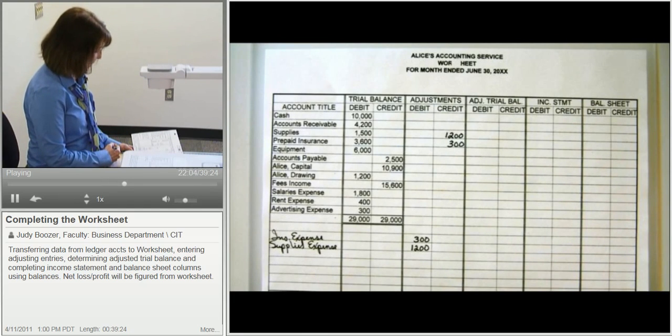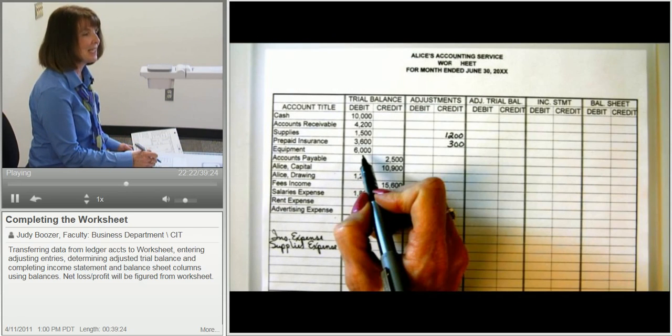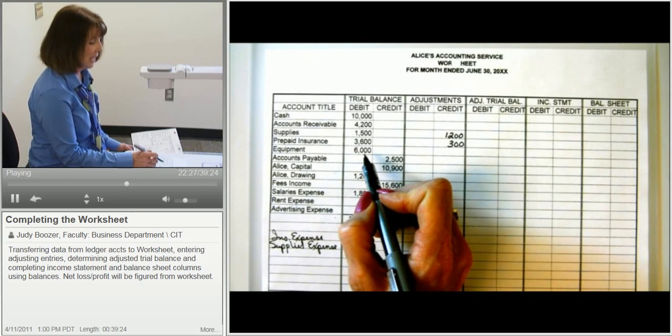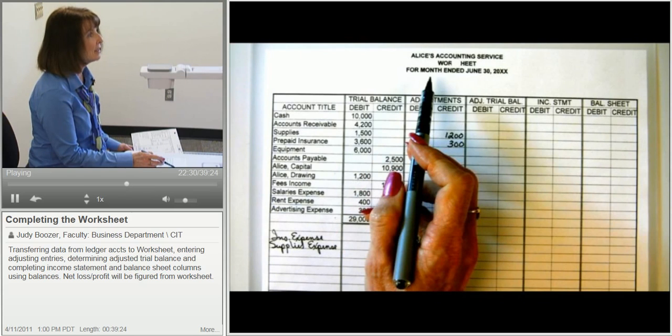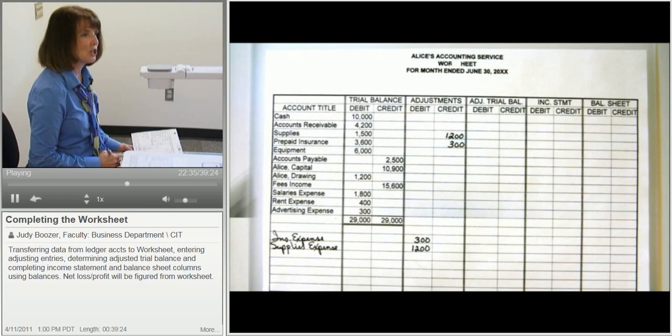Equipment has an estimated useful life of 5 years or 60 months. Expected useful life of 5 years or 60 months. So $6,000 divided by 60 is how much? So $100 depreciation per month. And this worksheet is for how many months? 1. So what is our debit for this adjustment? Okay, be careful. What is our debit?